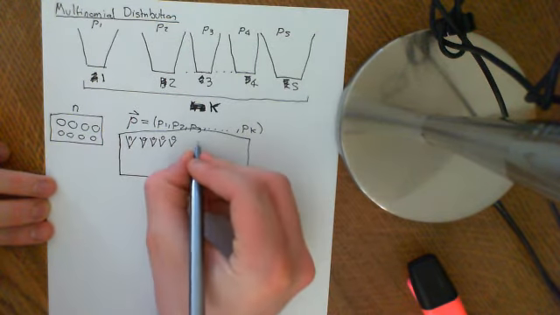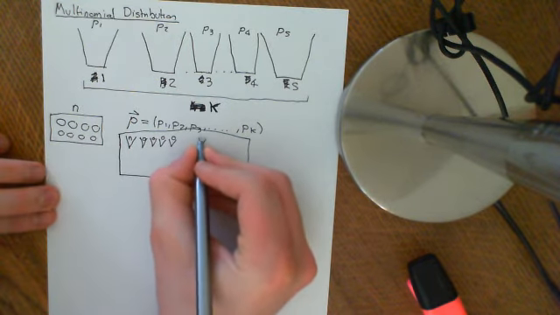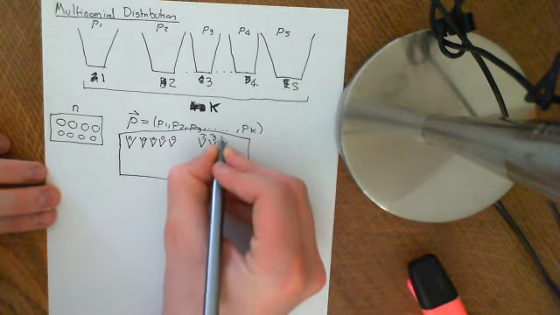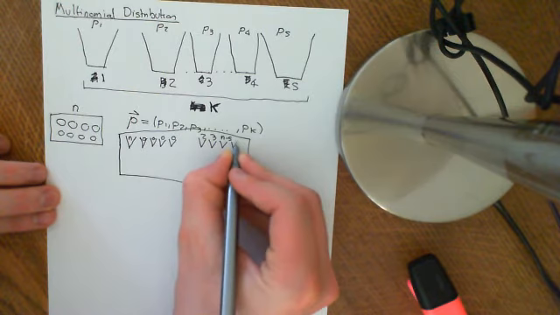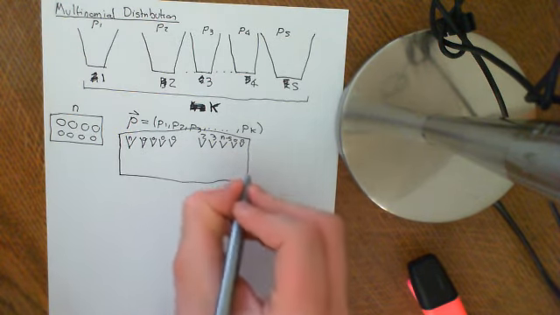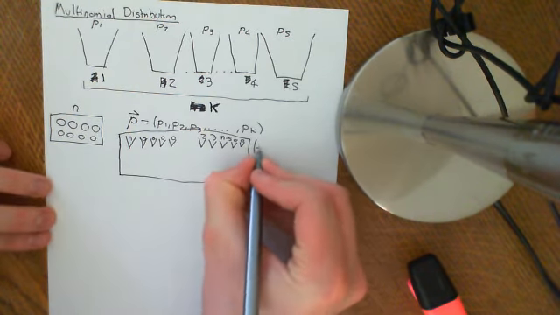Similarly, there are other possibilities in here. I could throw, let's say, 2 into basket 1, 3 into basket 2, n minus 5 into basket 3, and then 0 into the other two baskets. And again, that will have a probability. Every single one of these outcomes I'm going to put into this probability space.